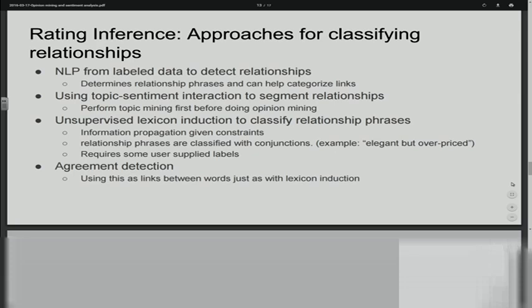But so rating inference, the idea here is that it's just pretty much what clttype does. So you try to use these linking phrases to detect relationships between different entities. And the idea is that these phrases get classified over time. You can use things like a thesaurus and that sort of thing to try to do a propagation from a small, limited data set, as well as using conjunctions to try to do this propagation. For example, if something is elegant but overpriced, you get the sense that elegant and overpriced have opposite connotations. But usually this is a machine learning task and requires some labeling.